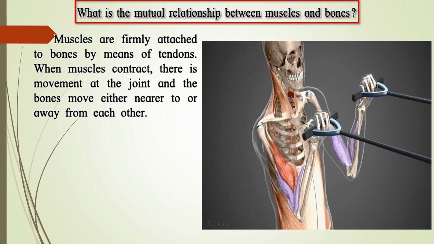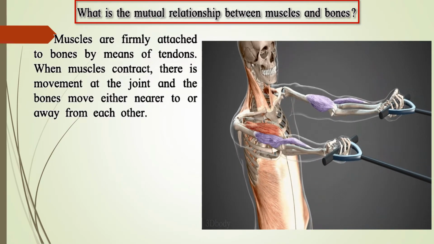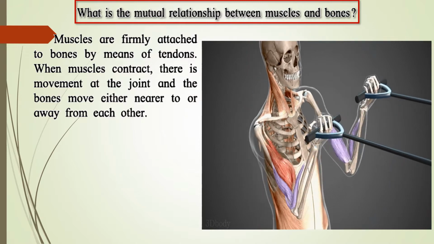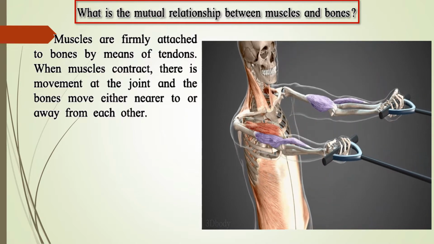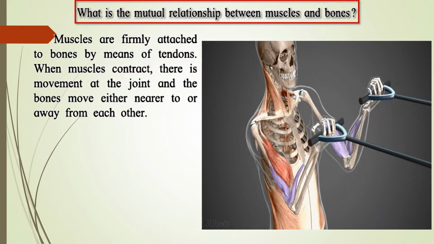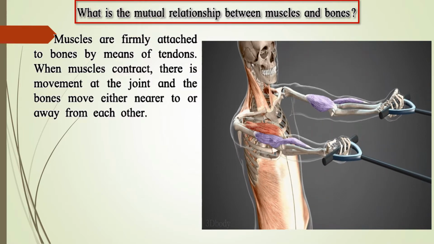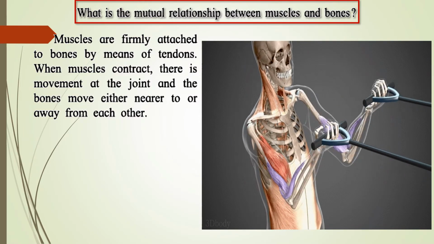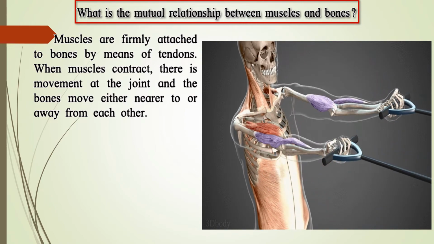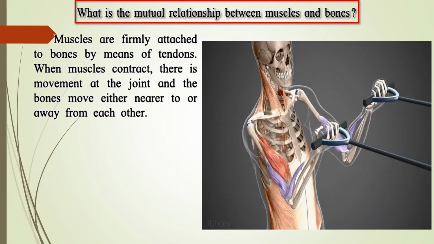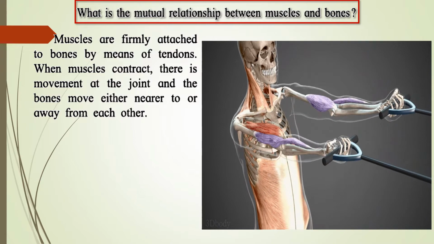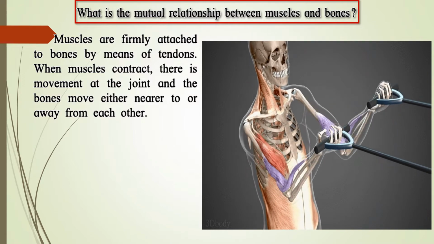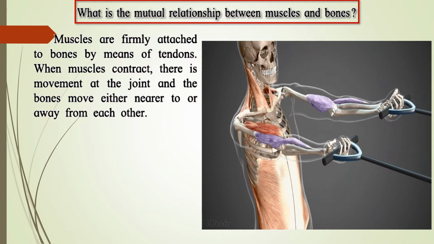Muscles are firmly attached to bones by means of tendons. So muscles are not just casually stuck to our bones. They are attached to your bones by means of tendons. When muscles contract, there is movement at the joint and the bones move either nearer or away from each other.